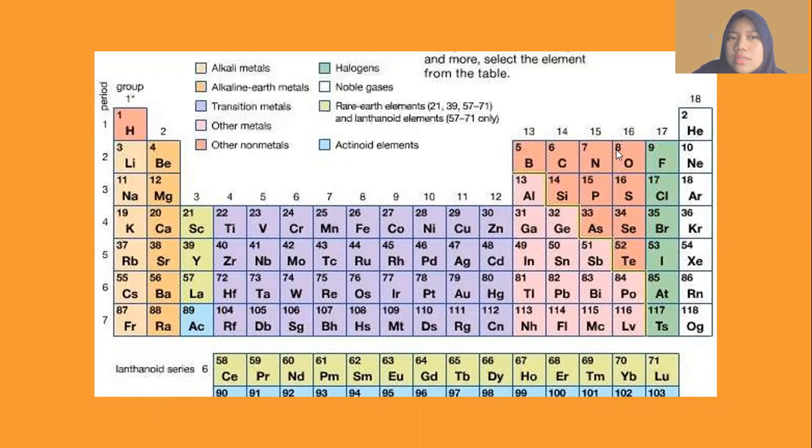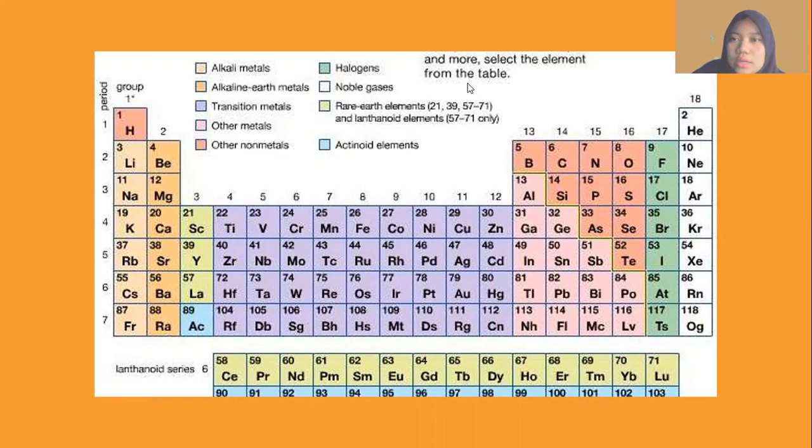All right, as you can see in this periodic table, these are the noble gases in group 18: helium, neon, argon, krypton, xenon, radon, and oganesson. So, all right.